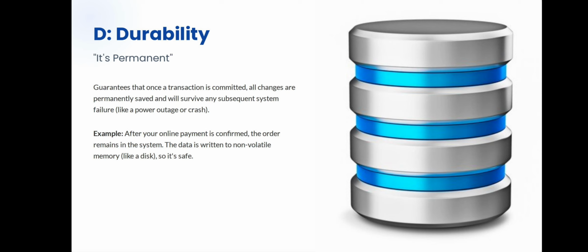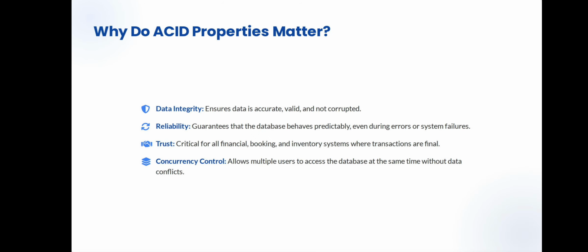For example, after a successful UPI payment, the amount is debited from your account and the amount is added to the receiver's account. Both changes are saved permanently.